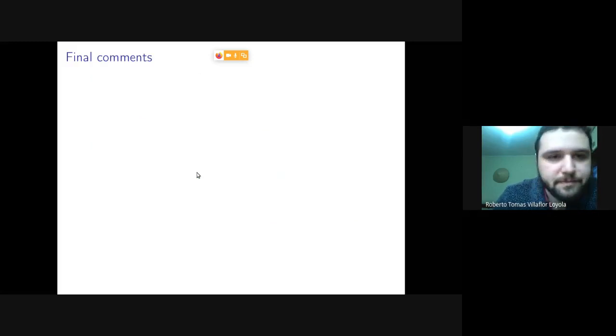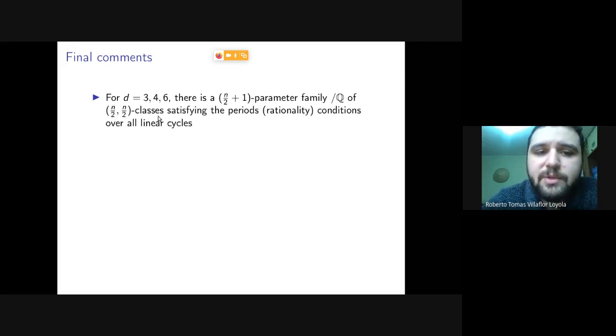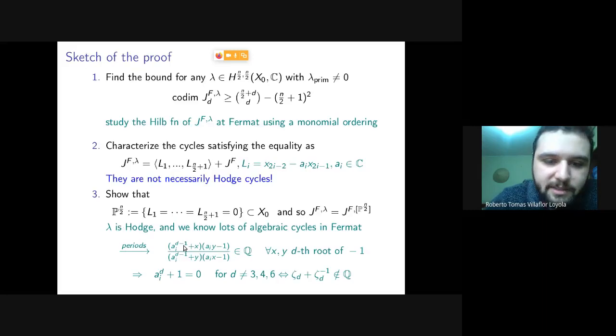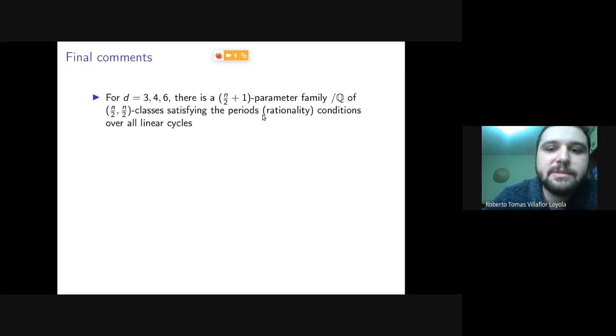So well, the final comments. What happens for d equal to 3, 4, and 6? For d equal to 3, 4, and 6, there is a family. I can produce an n over 2 plus 1 parameter family over the rational numbers of n over 2 classes, satisfying all the periods condition, all these rationality conditions that appear here. I can produce a lot of classes lambda which satisfy this condition, but they are not this root of -1, right? In fact, they are an infinite family parameterized by n over 2 plus 1 parameters over the rational numbers.